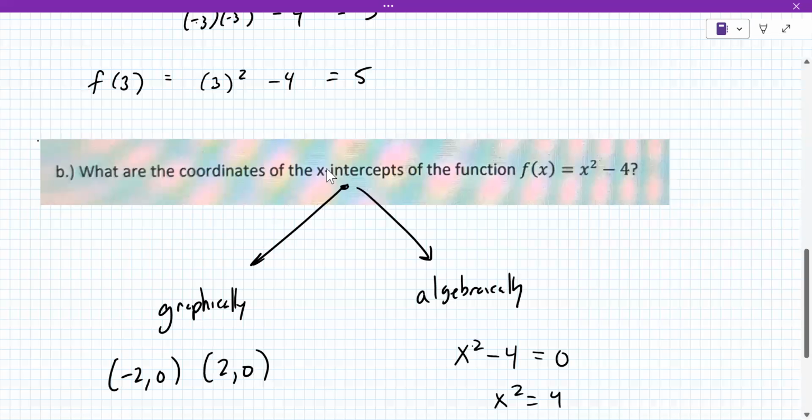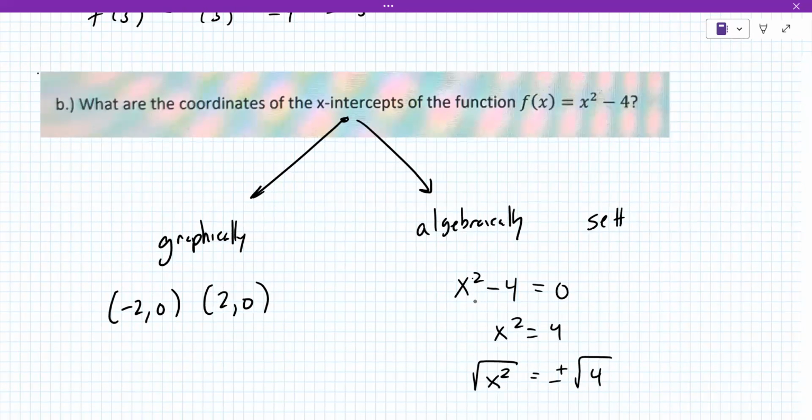So for x-intercepts, you have to decide, like I said, you're either going to do it graphically or algebraically. If you do it algebraically, you're setting the function equation equal to 0.